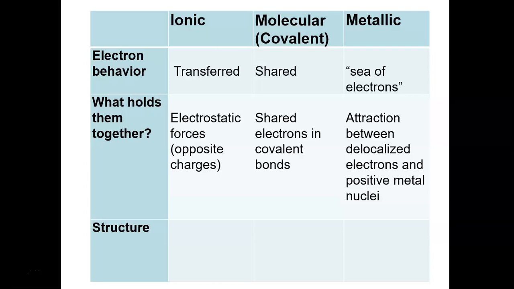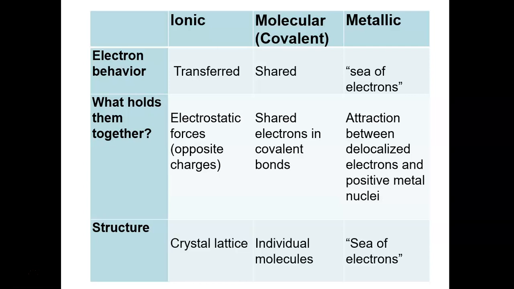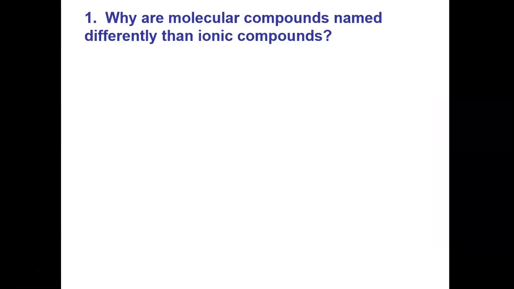When we describe their structure, for ionic compounds, remember we talked about the crystal lattice, where the oppositely charged ions are being held together. Molecular substances are individual molecules, and if we were asked to describe the structure of a metallic substance, we would just cite the sea of electrons example.